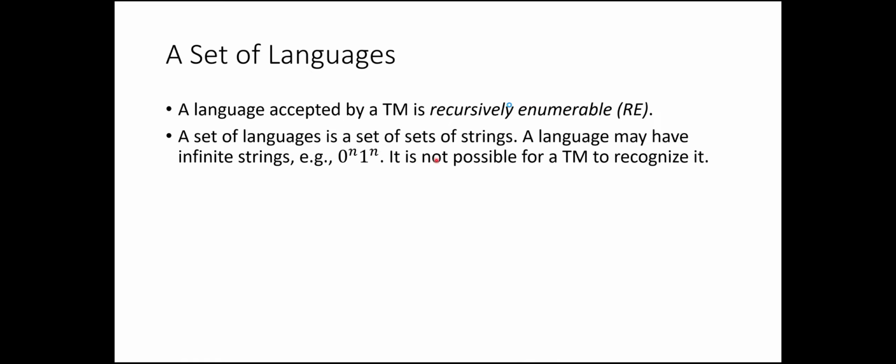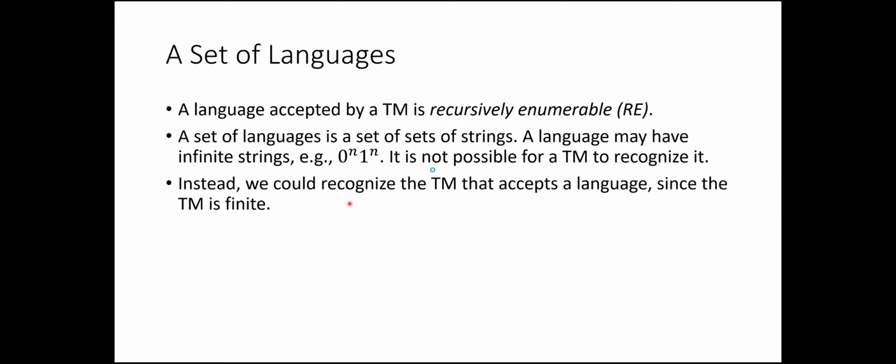So the input to the Turing machine has to be finite. So it's not possible to ask a Turing machine to recognize a language, because this language contains an infinite number of strings. So we cannot represent the infinite strings of the language as a finite input. We cannot do that. So it's not possible to do it that way. Okay. So instead, we could recognize the TM, the Turing machine that accepts a language. So for example, this language is accepted by a TM.